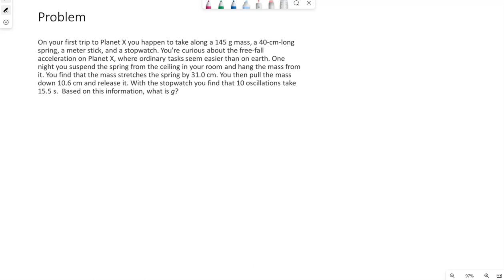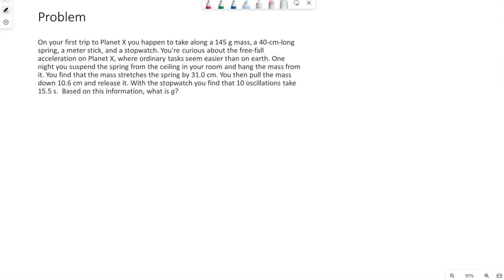You find that the mass stretches the spring by 31 centimeters. You then pull the mass down 10.6 centimeters and release it. With the stopwatch, you find that 10 oscillations take 15.5 seconds. Based on this information, what is g?